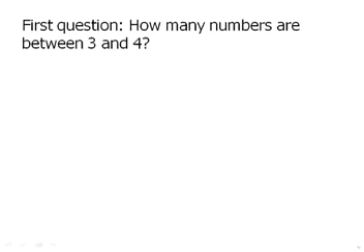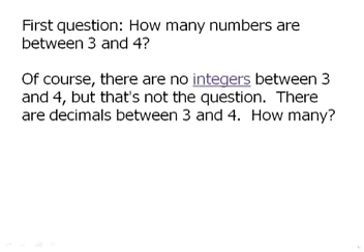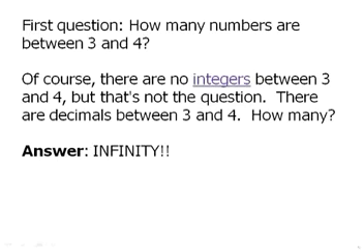So the first question, how many numbers are between 3 and 4? Think about this for a minute. On the number line, how many numbers are between 3 and 4? Of course, there are no integers between 3 and 4, but that's not the question. I'm not asking about integers. I'm asking about numbers in general. There are decimals between 3 and 4. How many of them? Well, of course, the answer is infinity. There's an infinite number of decimals between any two integers. So that's mind-blowing fact number 1.